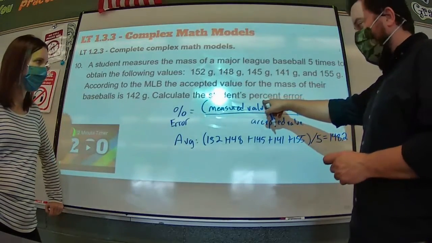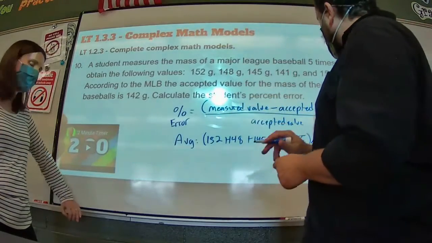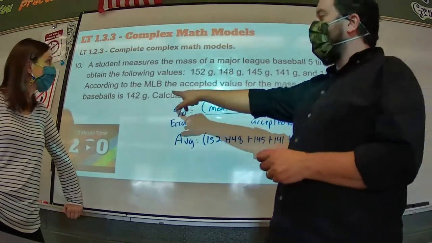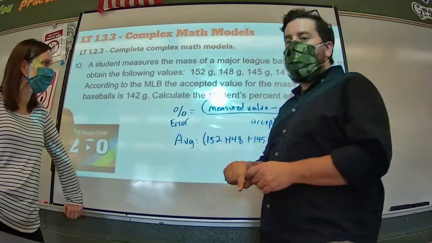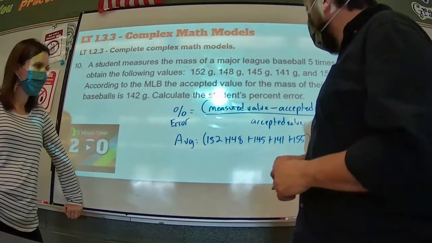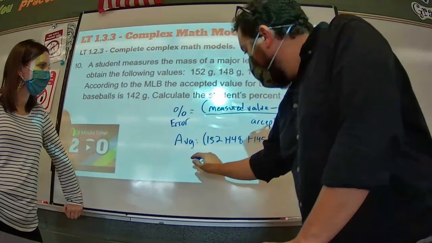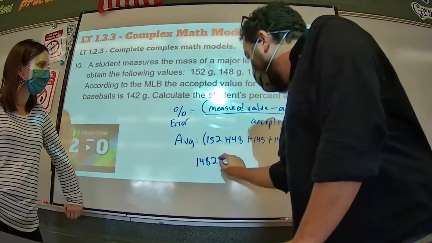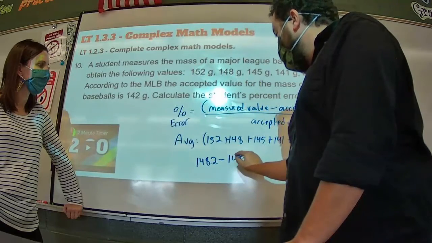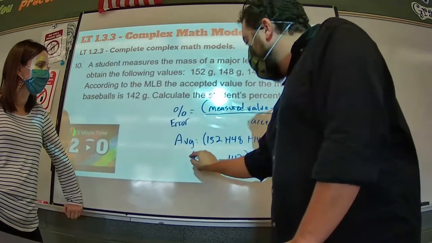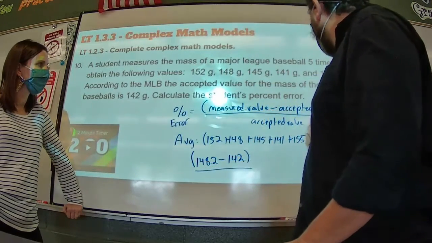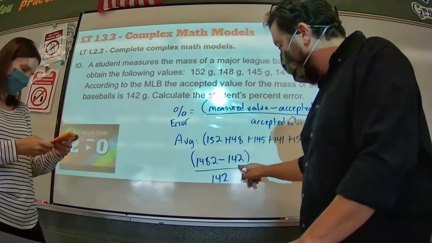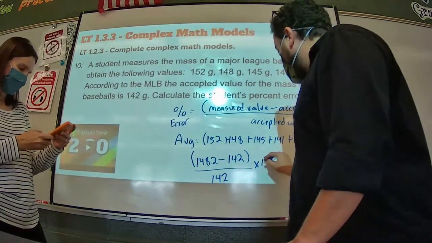That is our measured value. So when we calculate percent error, that's the spot in our formula where we plug it. Accepted value, which shows up twice, comes from the problem. We're told that MLB wants it to be 142 grams. So now we can use those numbers in our percent error calculation. Measured value, 148.2, minus accepted value, 142, in parentheses, divided by our accepted value again, 142. Remember, these two numbers should be the same every time. And then we multiply by 100.